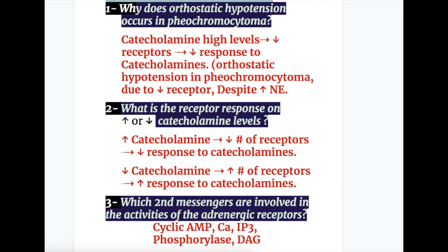Number 2, what is the receptor response on increase or decrease catecholamine levels? When there is increased catecholamine, receptors decrease and the response decreases to catecholamine, versus when there's decreased catecholamine, the receptors increase and the response to catecholamine also increases. Number 3, which second messengers are involved in the activation of the adrenergic receptors? We have cyclic AMP, calcium, inositol triphosphate, phospholipase C, and diacylglycerol.